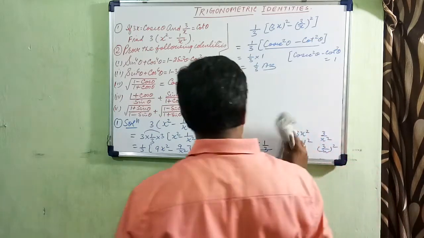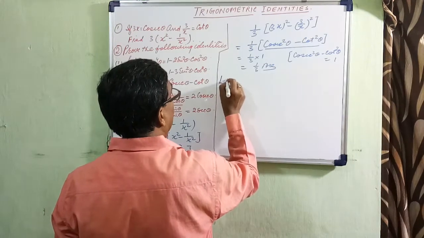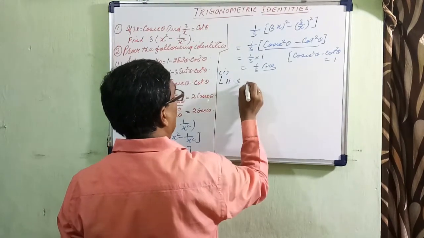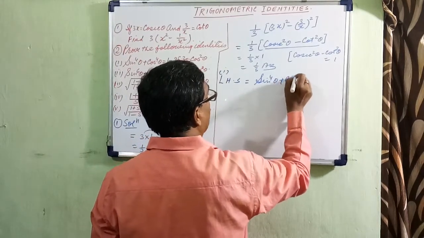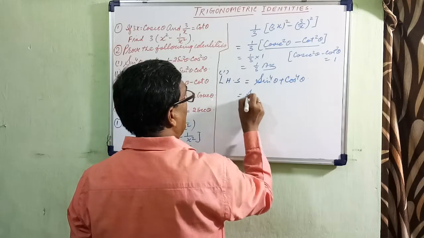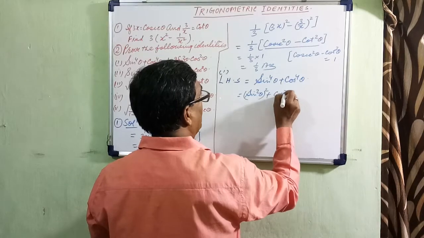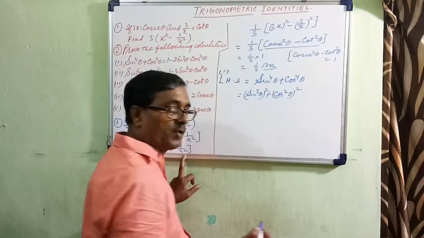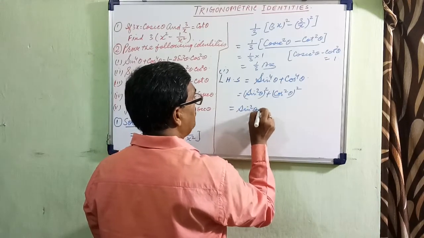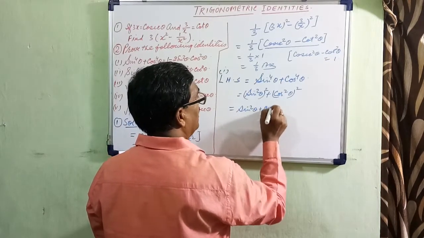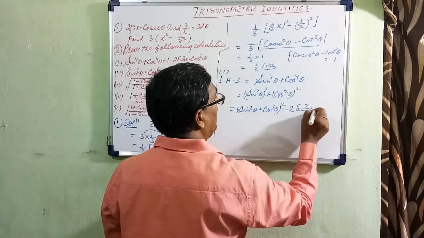Let us see the first one. Take LHS. What is your LHS? Sin 4 theta plus cos 4 theta. Can it be written as sin square theta the whole square plus cos square theta the whole square? Is it in the form of a square plus b square? And what is a square plus b square? A plus b whole square minus 2ab.